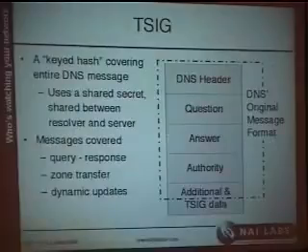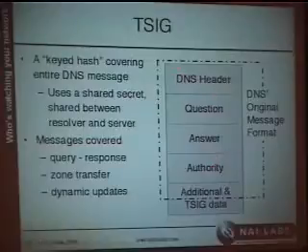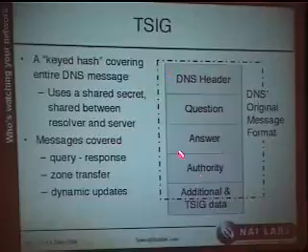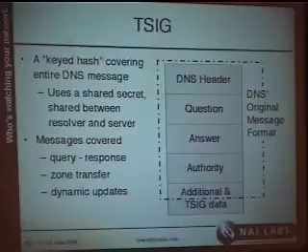A TSIG is a keyed hash covering an entire DNS message. A DNS message is traditionally the header, question, answer, authority, additional section. That's the original part of the format. TSIG doesn't change the format. It adds another record at the bottom. The meta record is at the end, and it's basically some information about the TSIG and a keyed hash in there. It's not a signature, it's a keyed hash. The effect pretty much though is the same between the two.